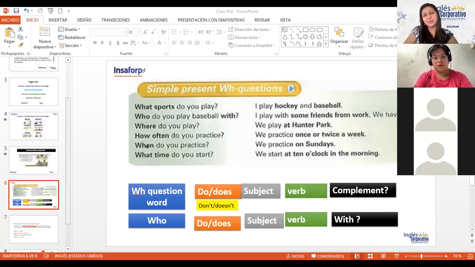Why don't you eat fish? Okay, why don't you eat fish? Ahí le faltó el sujeto, Carlita. Why don't you go to sleep early? Okay, because I have a lot of homework. Why don't you go to sleep early? Why don't you eat fish?